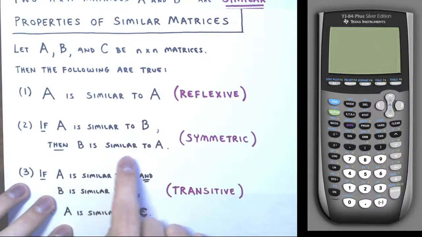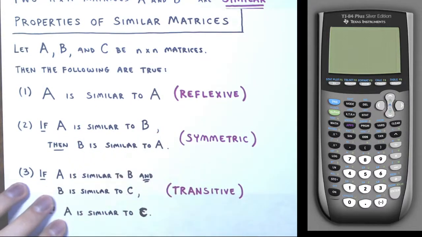This just changing the order, going back and forth between two objects, is called the symmetric property. So you would say that similarity is symmetric. If A is similar to B, then B is similar to A. Just switching the order still works.